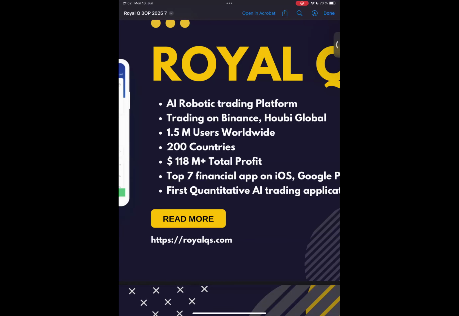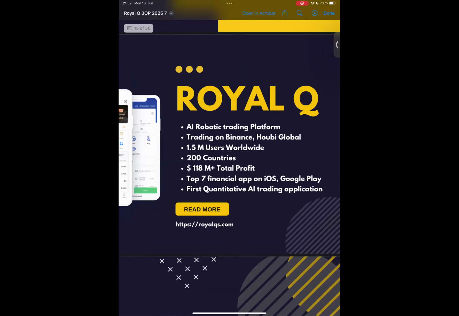It has over 2 million users. And the app is available in over 200 regions. We have made a profit of over 184 million USDT. It's part of the top 7 financial apps on iOS and Google Play. And it is the first quantitative AI trading application ever.